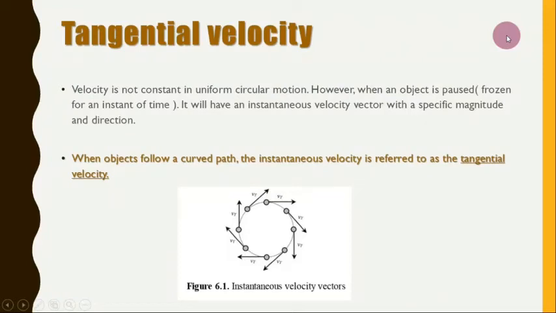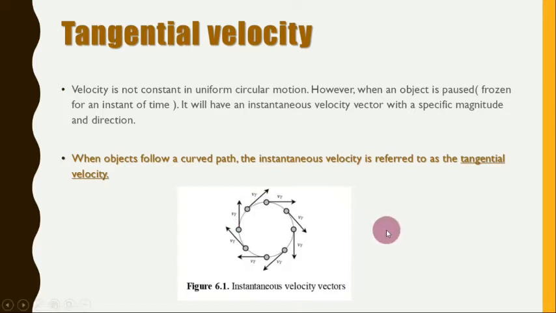Girls, yesterday we started with circular motion and we defined the meaning of uniform circular motion and we talked about the properties of uniform circular motion. Then we said that we have something related to circular motion. We talk about it and we call it tangential velocity. We said we call it tangential because at any point the velocity vector is tangent to the circle. It means it touches the circle at one point only.